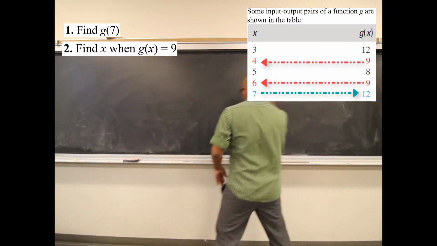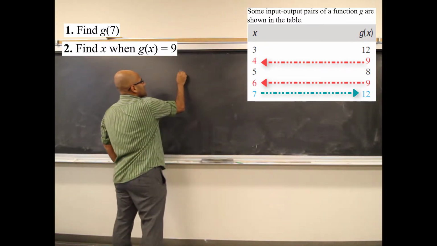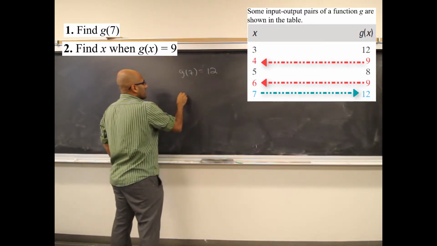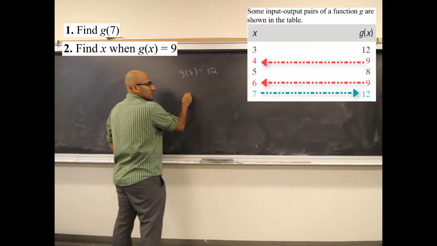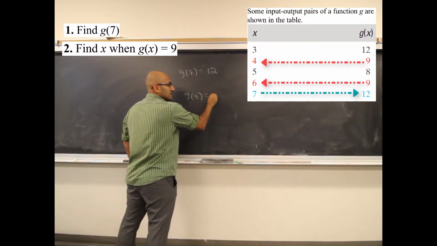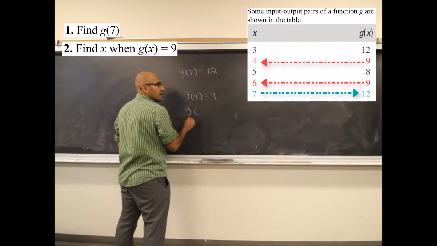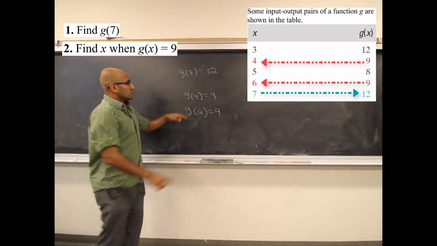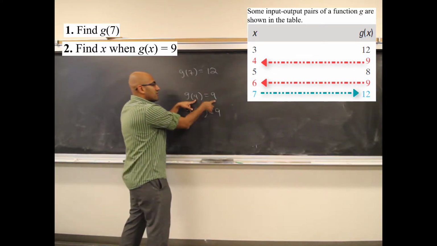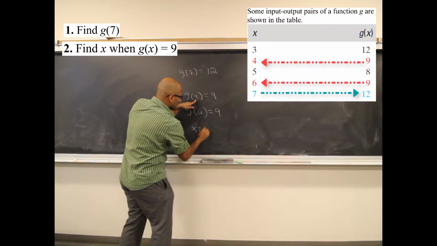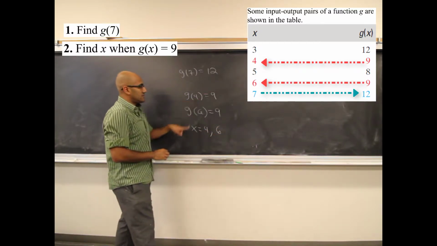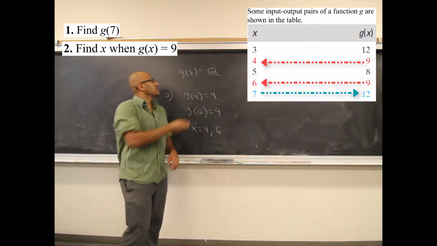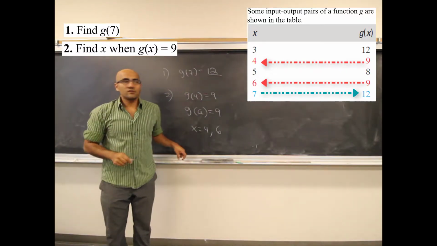So x has two possible answers. We have g of 7 is equal to 12, and we know that g of 4 is equal to 9, and we also know that g of 6 is also equal to 9. So what are the x values that give you a 9? Well, x equals 4 or 6 is the answer to the second one. And here we got that the answer was that one, the first one. Any questions?